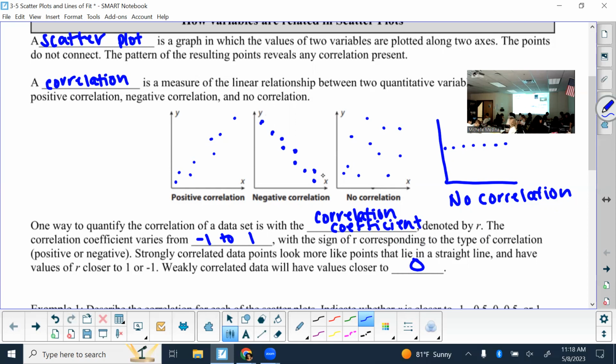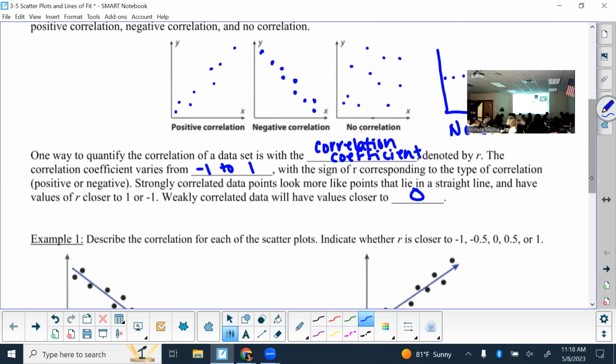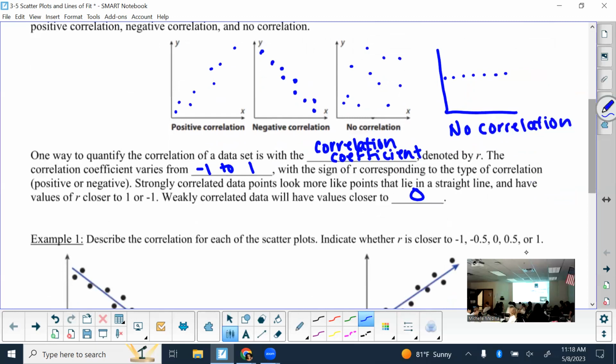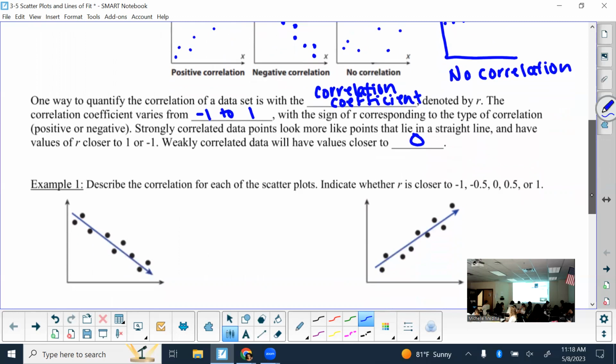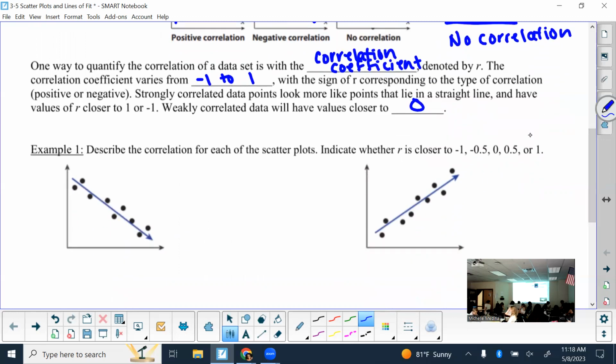All right, so then scrolling down. Based on the information I just gave you about correlation coefficient, positive or negative correlation, predict the R value of these 4 graphs that you have. You have some options over here, whether it's closer to -1, -0.5, 0.5, or 1. So describe the correlation, indicate what R is closest to.